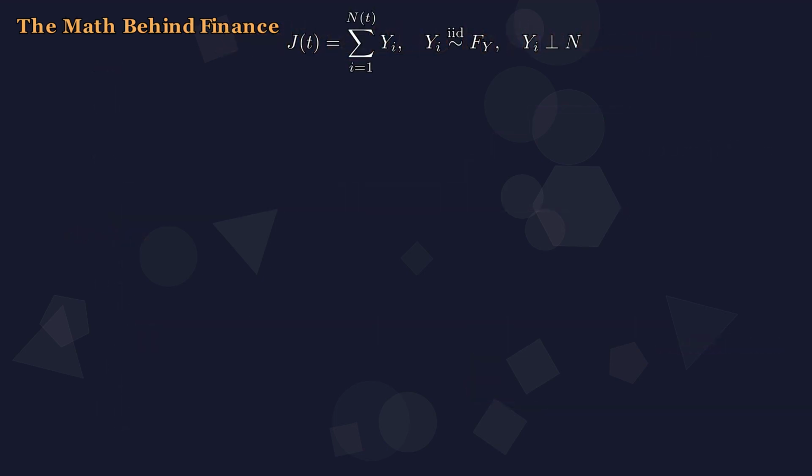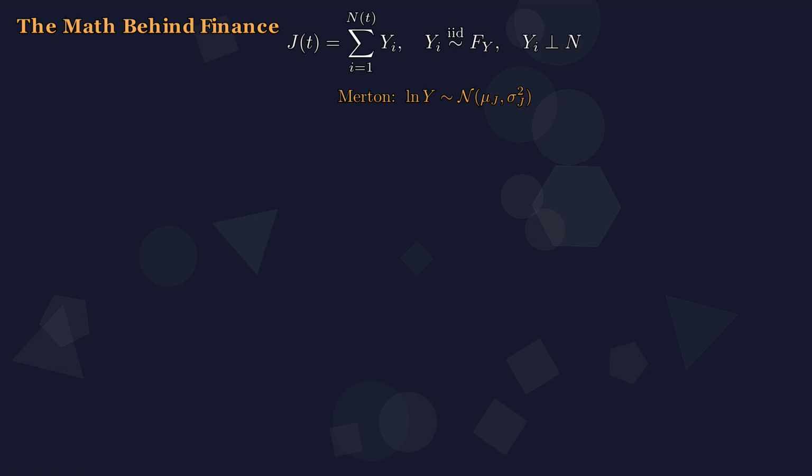Formally, the compound Poisson process J of t is the sum of random variables Y sub i, one for each Poisson arrival, all independent and identically distributed. Crucially, the jump sizes are independent of the timing. When a jump happens does not affect how big it is. Robert Merton made a specific choice.